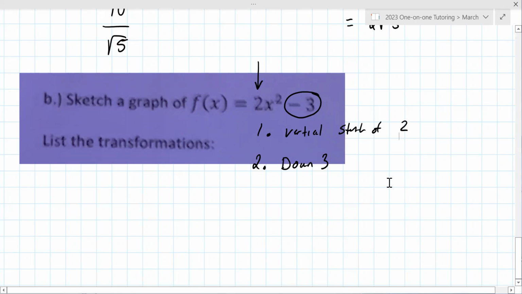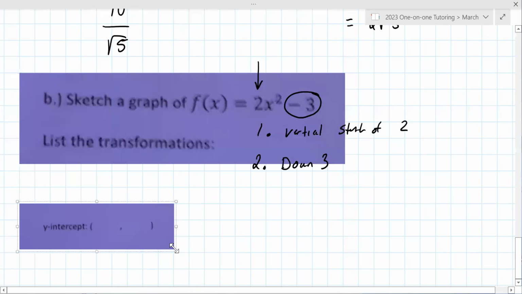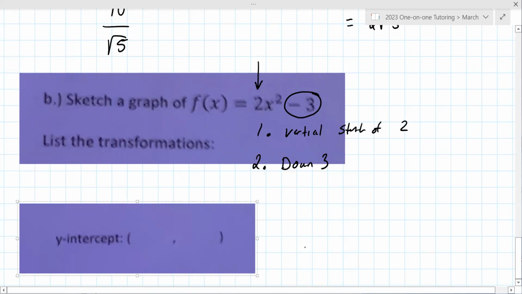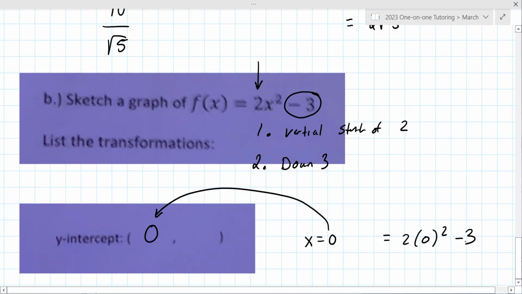All right, let's do the y-intercept next. The y-intercept is where it crosses the y-axis. It's where x equals 0. You put 0 in for x, boom. So that's 2 times 0 squared minus 3.